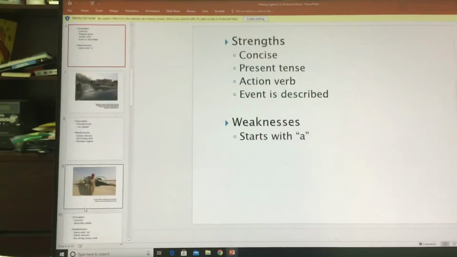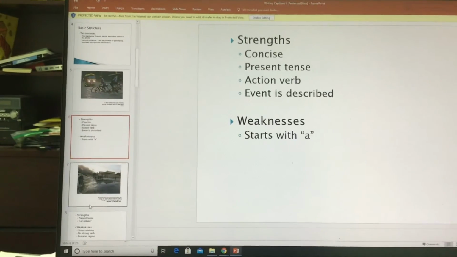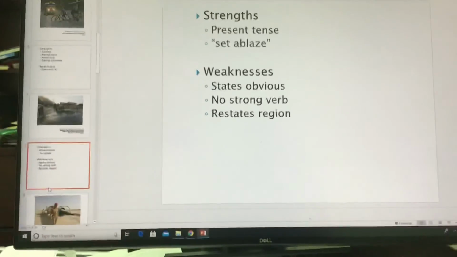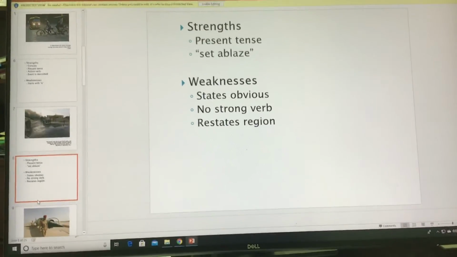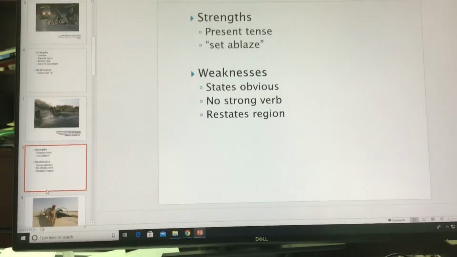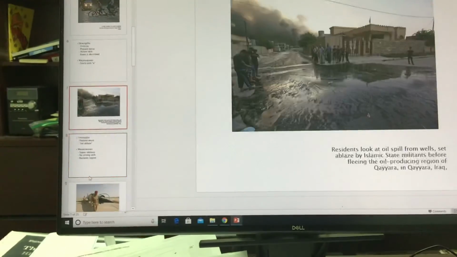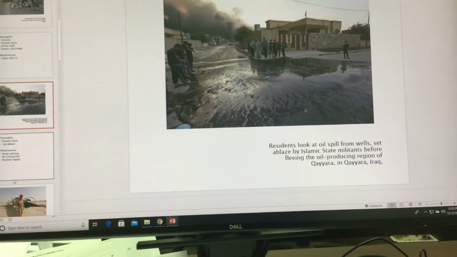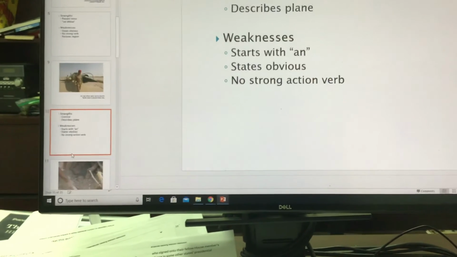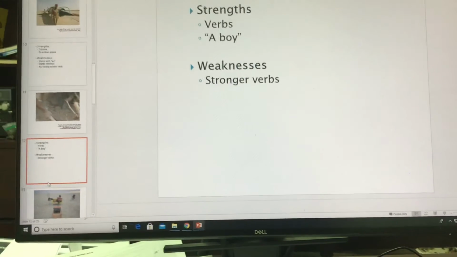So some common weaknesses of captions would be if they start with "and" or "the", or if they state the obvious, like "people are gathered around the accident site." Well, we can see people are gathered around the accident site. That doesn't give us any new information. So don't state the obvious. Also, watch for a weak verb, or if you restate the region twice, like in this picture, where it was Qayyarah in the Qayyarah region of Iraq. We don't need the location twice. So, weak verbs.